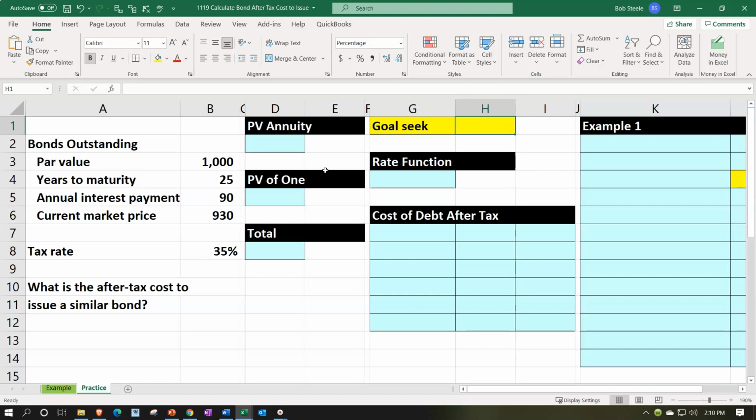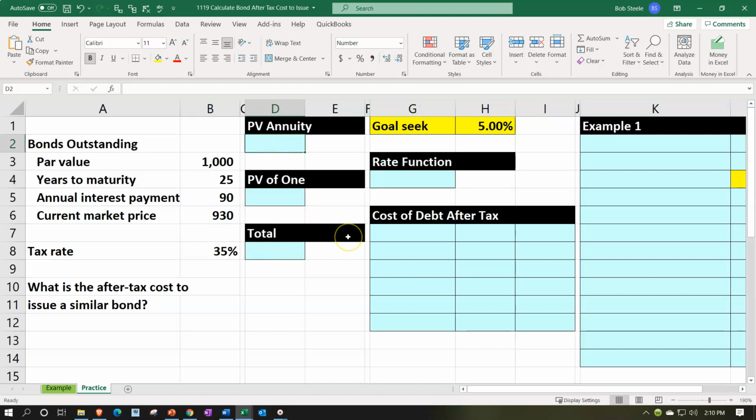So in any case, let's just imagine that the rate is going to be, let's say, 5%, 0.05, and then use that to calculate the total down here, which would be the price. Then we'll adjust this using goal seek to get the price to 930. Then we'll do the same thing with the rate function.